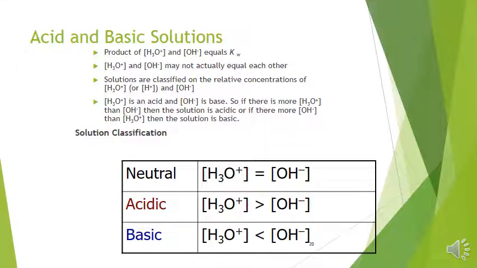All right, so what we have here: when the H plus, which can also be written as H plus instead of H3O plus, is equal to OH minus, it's neutral. If the H plus is greater than OH minus, it's acidic. And if it's the other way, the base is greater than the acid, it's basic.